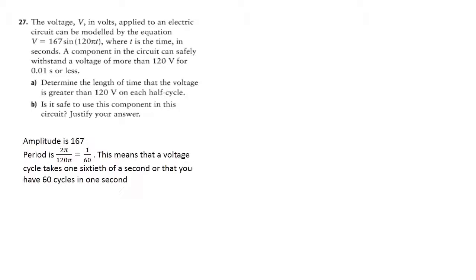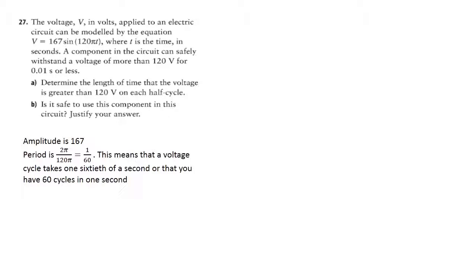All right, so first thing we need to do is to analyze the equation, and the amplitude of this equation is 167, the A, and the period would be 2 pi divided by the value of k, the k in this case being 120 pi, so that's 1 over 60 when you reduce it down. And what this means is that the voltage cycle actually takes 1/60th of a second, because remember that time in this case is measured in seconds. So a period which is 1 over 60 does suggest that it's a 60th of a second that it takes for the whole voltage cycle to take place.